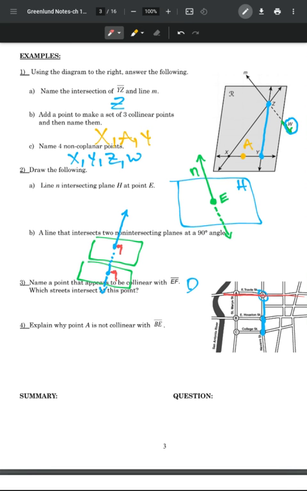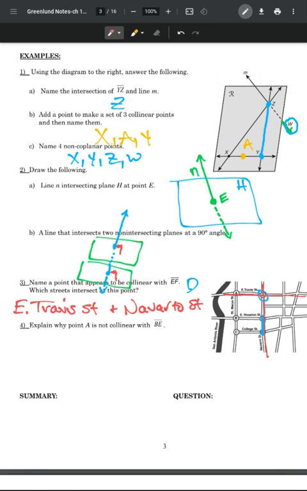And let me change my color here. If we see this street and this street intersect, and those two streets are East Travis Street and, let's see, Navardo Street. Okay, so this is where they intersect, or this is where they cross.